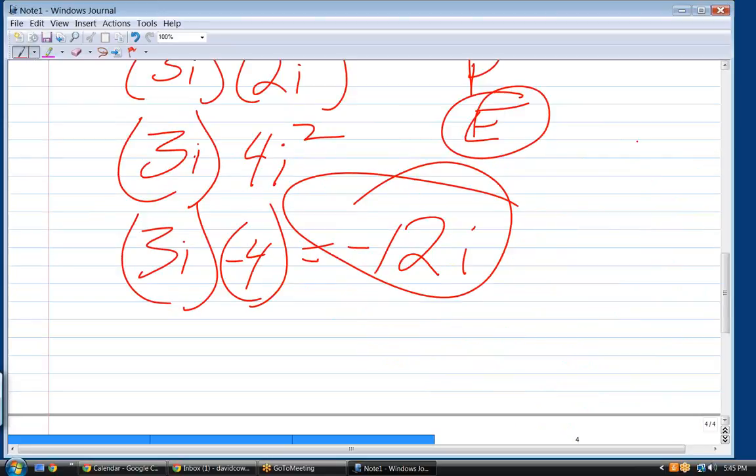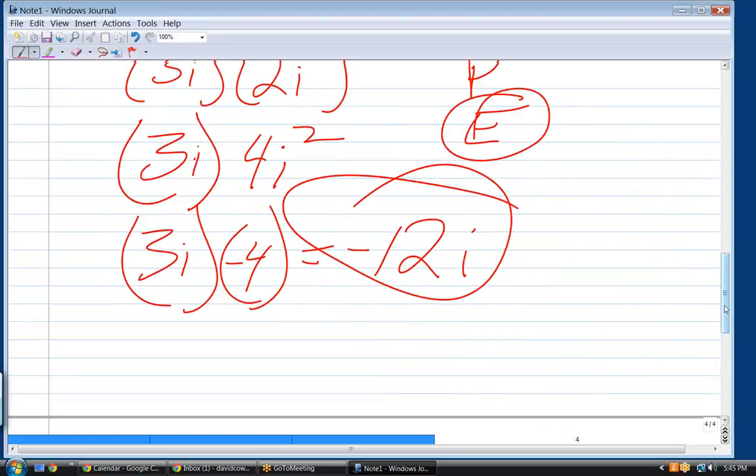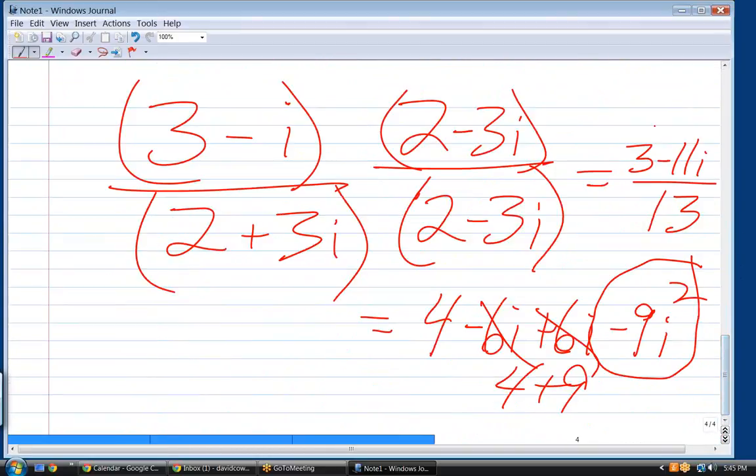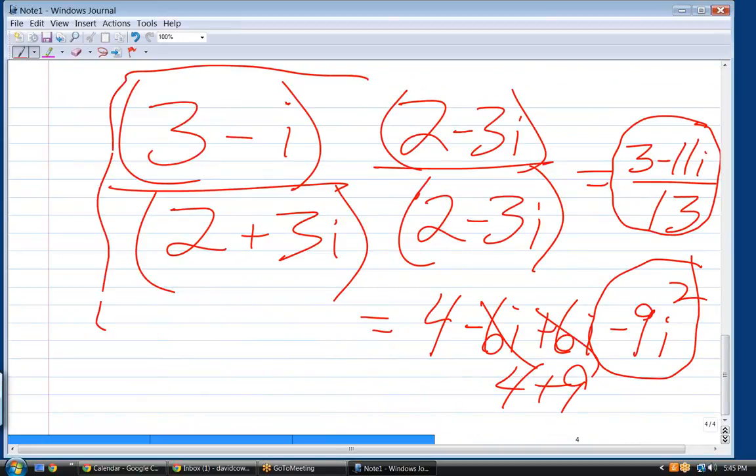But that is my answer to this division problem. And I never did any divisions. All I did was multiplication, the whole thing. Okay? So that's how you handle it.